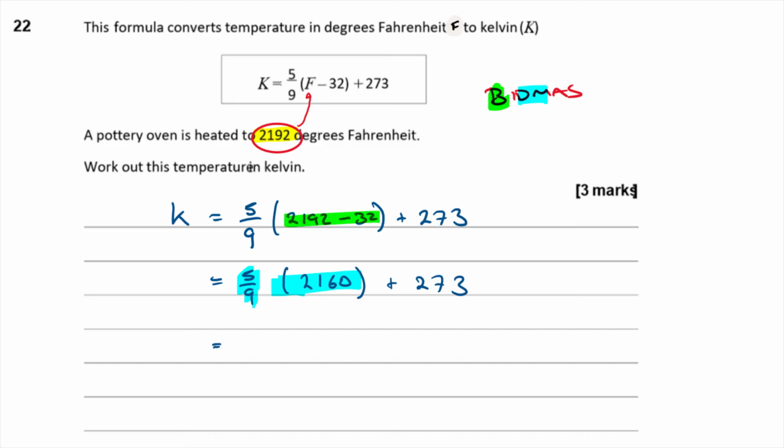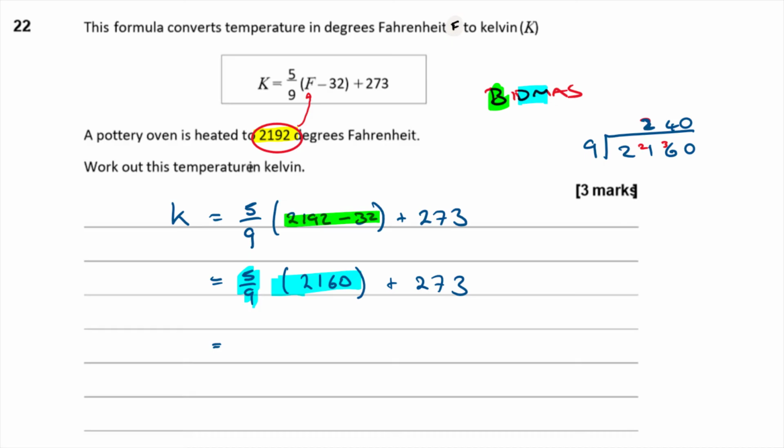So 9's into 2160. What's that then? 9's into 2 can't go. Carry 2. 9's into 21 goes twice, doesn't it? And then the remainder is 3, since 2 9's are 18. So then 9's into 36 goes exactly. That's 4, isn't it? 4 9's are 36. So that's going to be 240. When I divide by 9, I'm going to get 240.